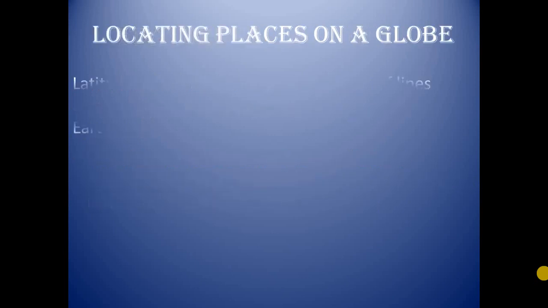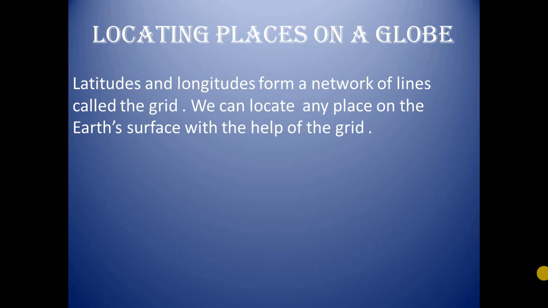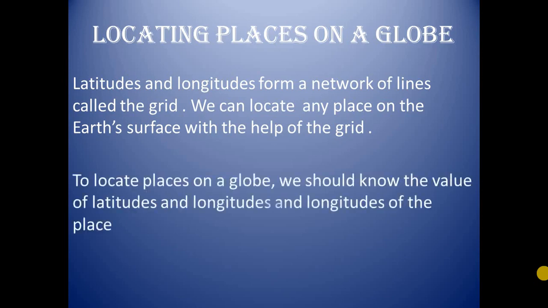Locating places on a globe. This is the last topic. In this, we will learn how to locate places on a globe. Latitudes and longitudes form a network of lines called a grid. We can locate any place on the globe, Earth's surface, with the help of the grid. To locate places on a globe, we should know the values of latitude and longitude of the place.